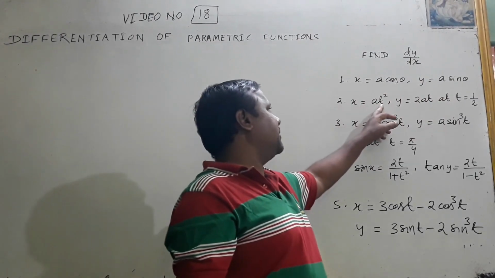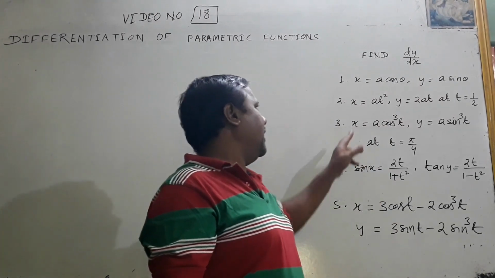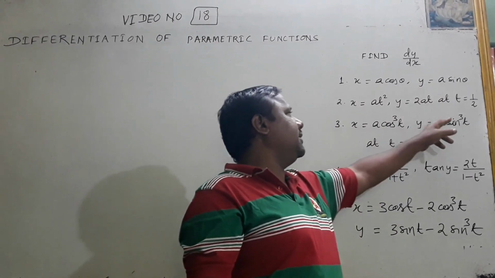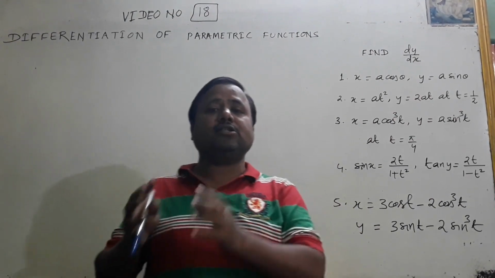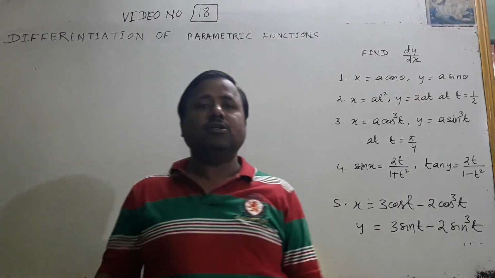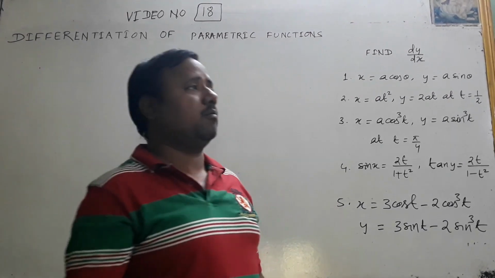X in terms of t. Y in terms of t. X in terms of t. Y in terms of t. Here X and Y are expressed in terms of a different parameter. So it is called parametric form.